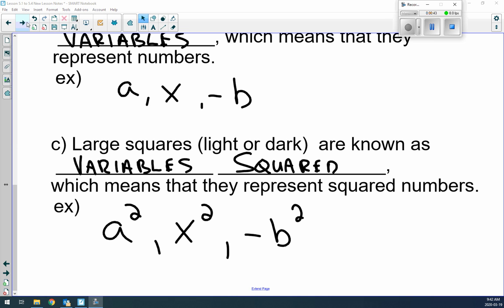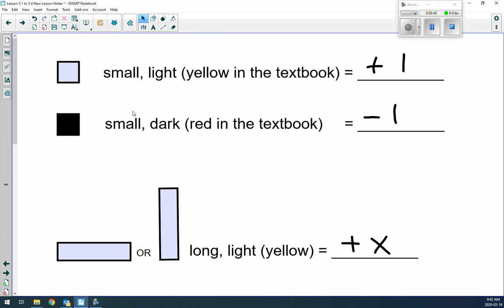Okay, so flip the page, you can actually look at the thing here. A light, small one would be +1. So if you wanted +5, you'd have 5 of these small little squares. Negatives are the dark ones, so that's like -1. If you had 5 of these ones, it would be -5.